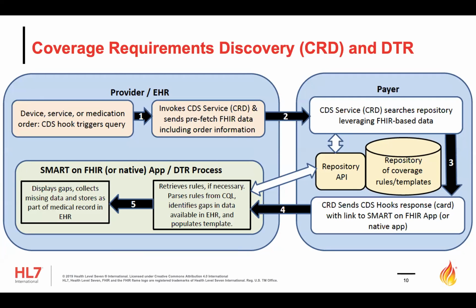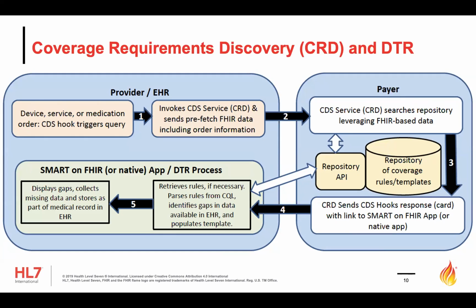This CDS service will look into a repository of rules and determine if documentation is required. Now, it also can return whether or not prior auth is required. So it can do either or. It's not dependent on prior auth, but it can do both. So for example, it can return and say there's documentation and there's prior auth.